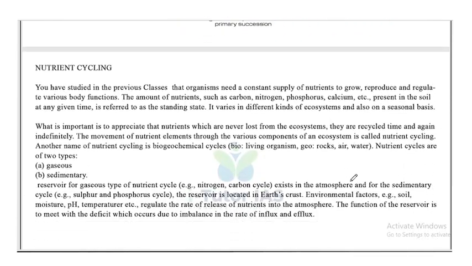Moving on, the next topic is nutrient cycle. You have already seen in your previous classes that organisms need a constant supply of nutrients to grow, to reproduce, and to regulate various body functions. The amount of nutrients such as carbon, nitrogen, phosphorus, calcium, etc. present in the soil at any given time is referred to as the standing state. So this is the definition of standing state. Standing state is nothing but the amount of nutrients that is present in the soil at any given time. It varies in different kinds of ecosystem and also on a seasonal basis.